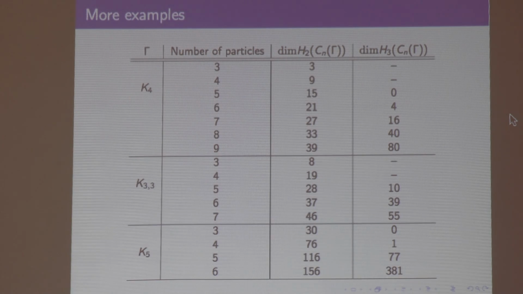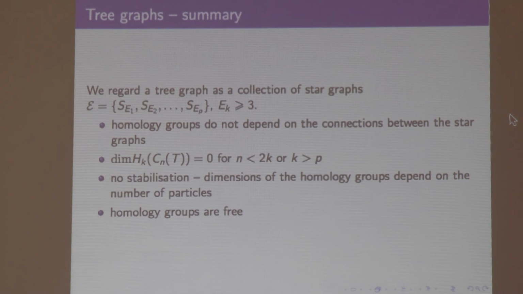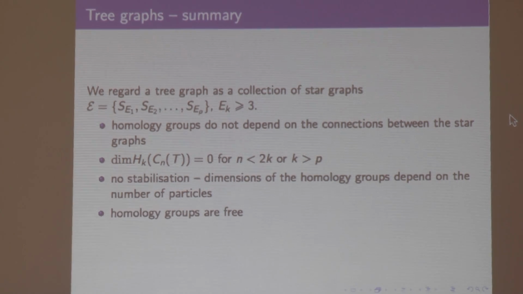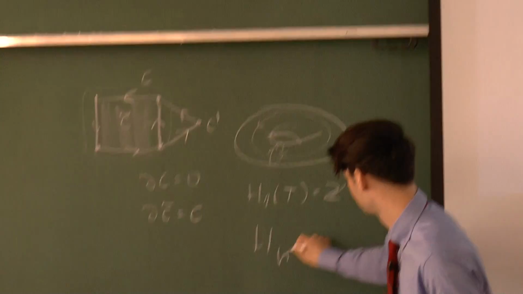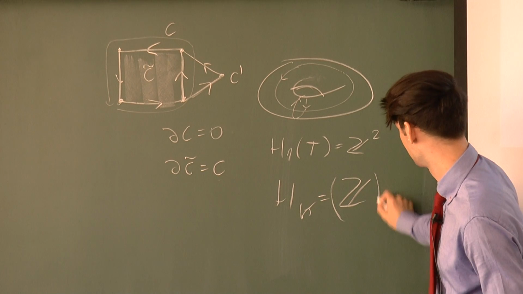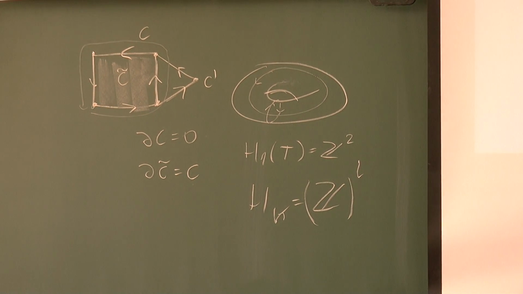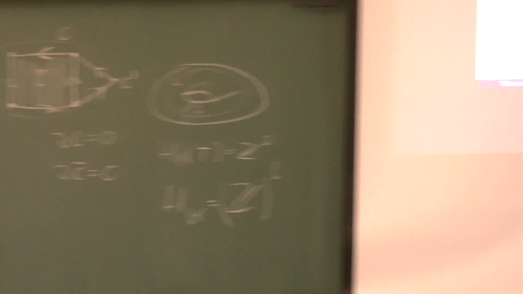Also, let me have a look at the previous case. What it means that homology groups are free? These are just copies of Z. There's no torsion, no Z2 part. Every homology group is Z to the power of some number, so this is a free abelian group.